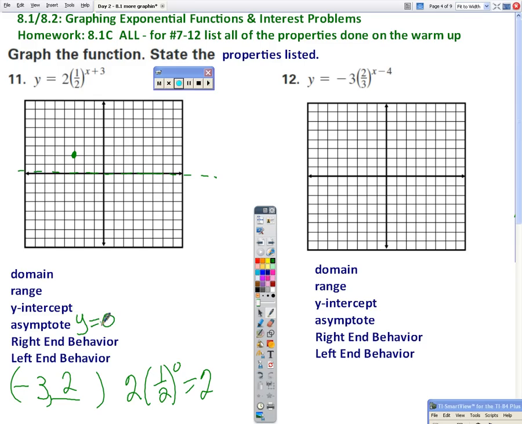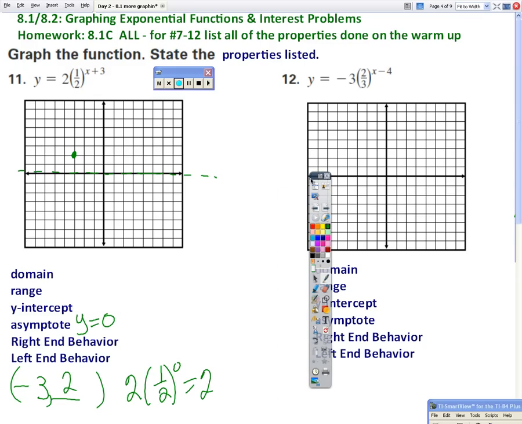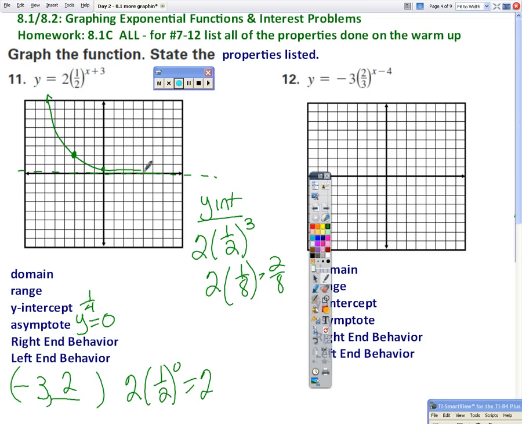Now for my y-intercept, when I plug 0 in for x, I get 1/2 to the 3rd. So that's 2 times 1/8. And 2/8 reduces to 1/4. It's a decay function. So the shape of my graph will look like that.